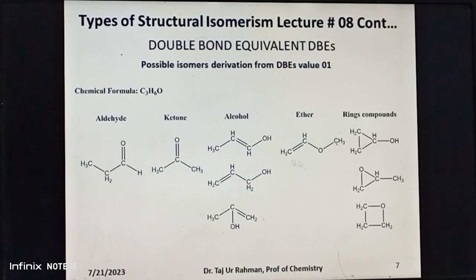These are a total of 9 possible structural isomers which have been drawn from this molecular formula C3H6O. Out of these 9 possible isomers, these 6 are open chain and the remaining 3 are cyclic in nature.